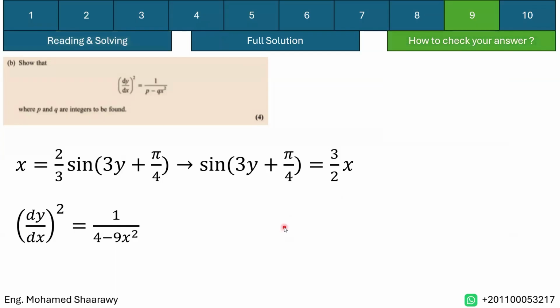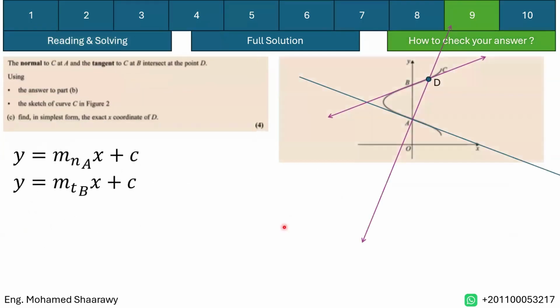Very well. Okay, in the last part, it says the normal to C at A. I tried to draw it here. So if this is A, this is the tangent to A. So this is the normal of A. I drew it in order to easily imagine this.